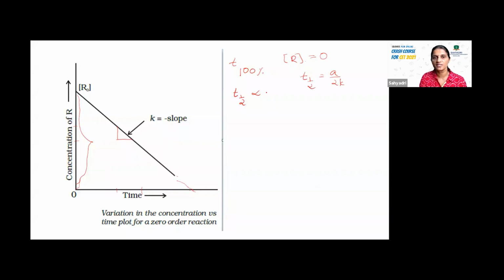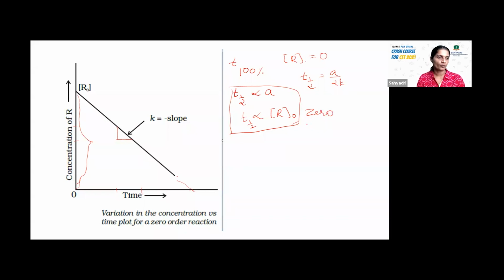So T half is directly proportional to initial concentration, or T half is directly proportional to R naught. This is applicable for which reaction? It is for zero order reaction. Okay, it's zero order reaction.